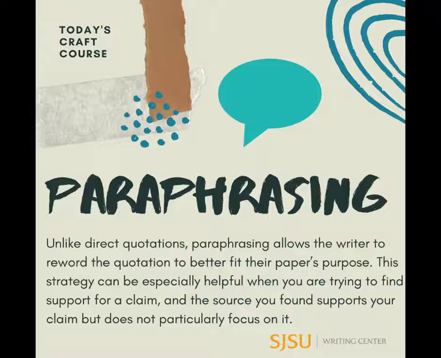Next, let's look at paraphrasing. Paraphrasing is another technique used to reference a source. Unlike direct quotations, paraphrases allow the writer to reword the quotation to better fit the paper's purpose. This strategy can be especially helpful when you're trying to find support for a claim and the source you found supports your claim but doesn't particularly focus on it. Remember that you still must cite the work you paraphrase, even if you're not directly quoting it, because the intellectual property still belongs to the original author.